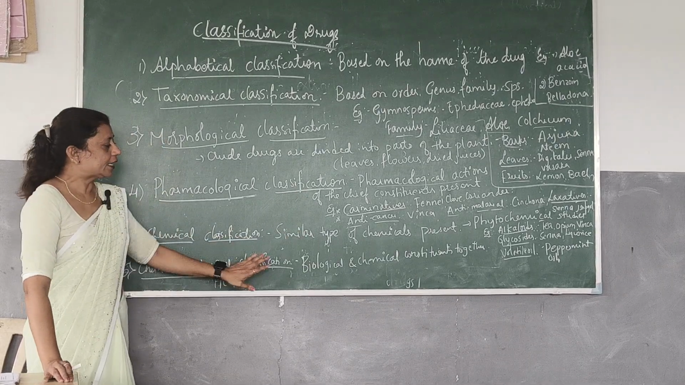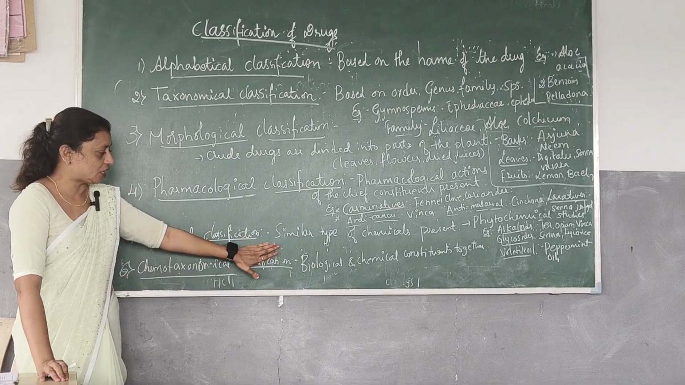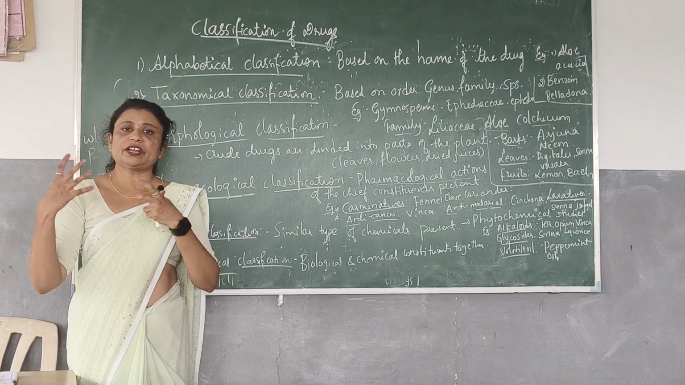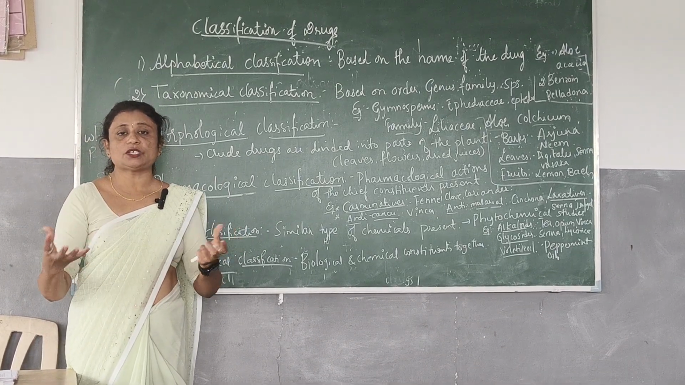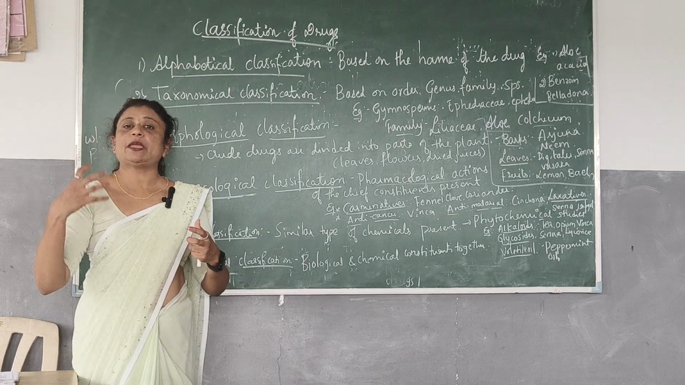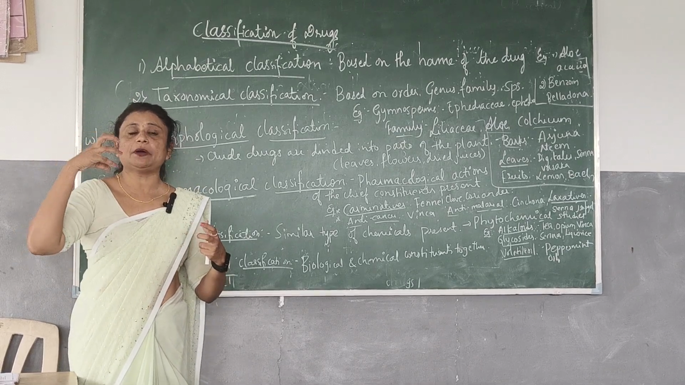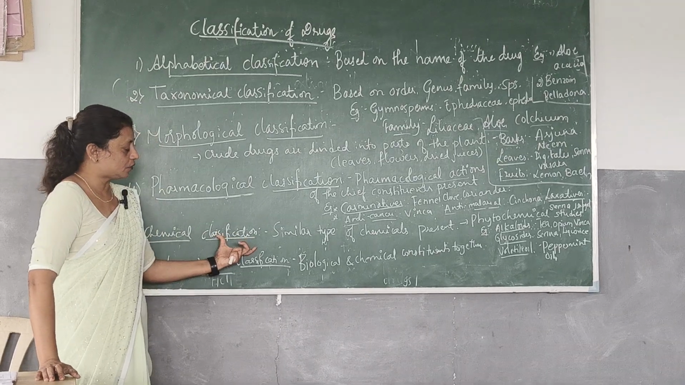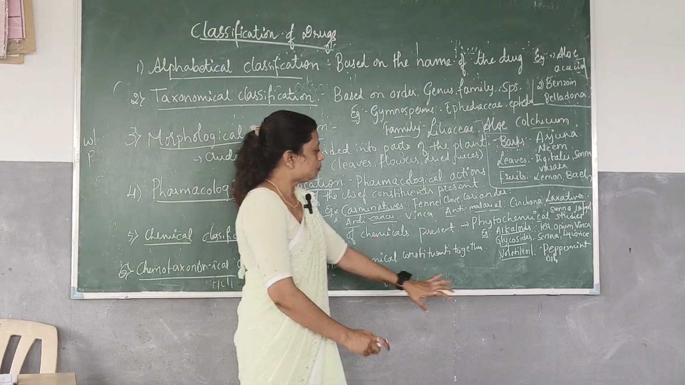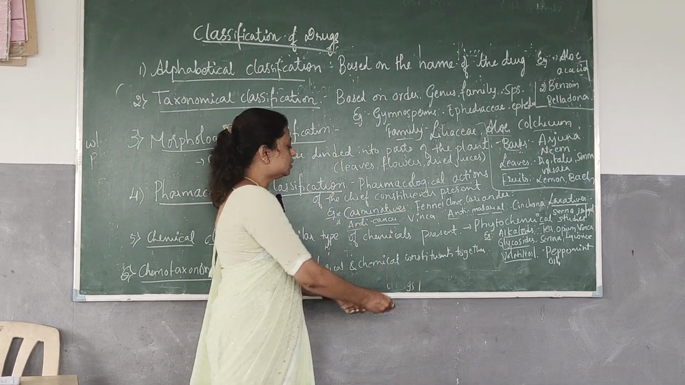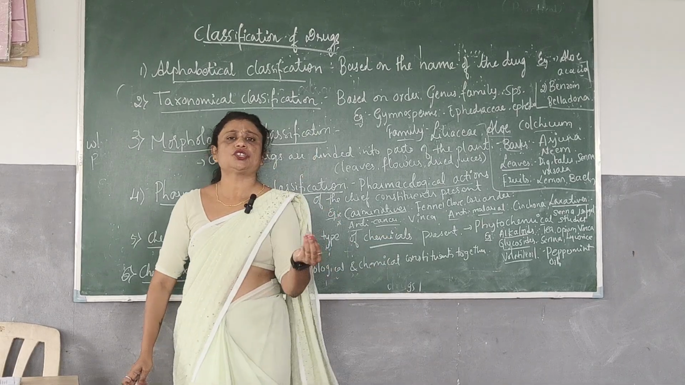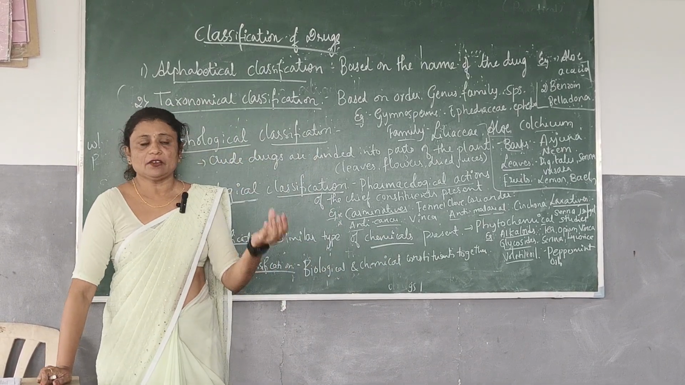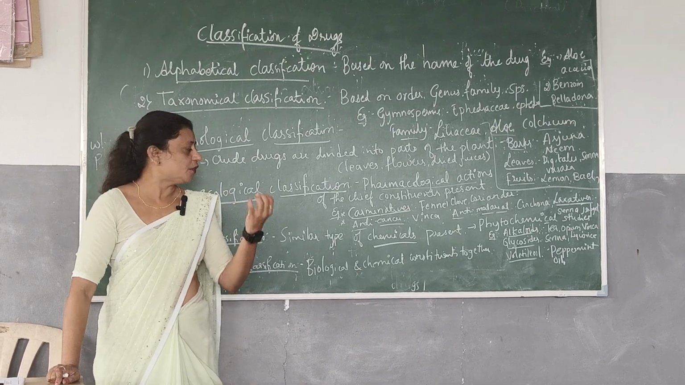Next, coming to the chemical classification. The chemical classification is nothing but some of the drugs contain active constituents which are the same in nature. So the same type of chemicals are present in two or three more drugs that are classified under the chemical classification. What do you mean by chemicals? Chemicals are nothing but the active constituents or chemical constituents present in the drug. So based on that, we are using the drug for the treatment of any disease.